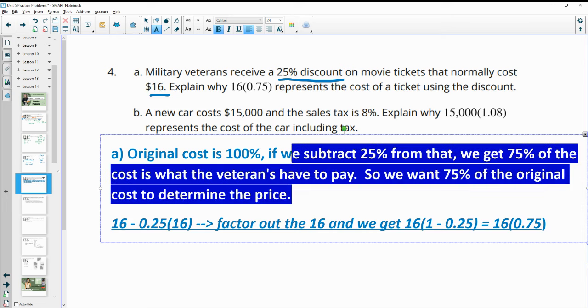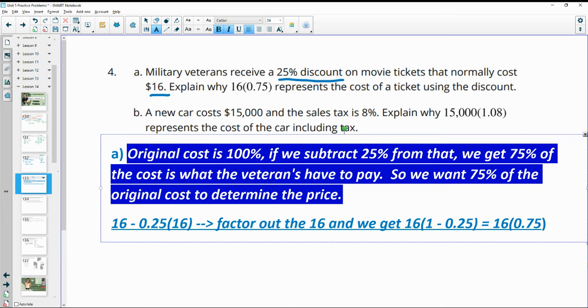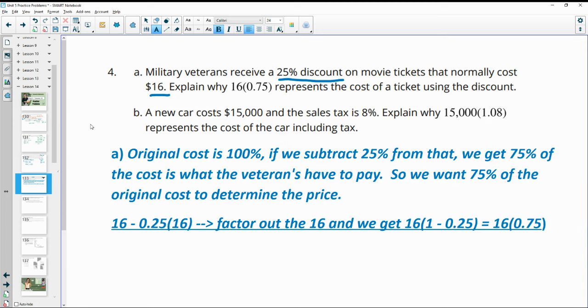And this would be more just thinking about it kind of more logically, or what does it mean kind of in life, just explaining why if we reduce by 25% that we're still paying 75%.